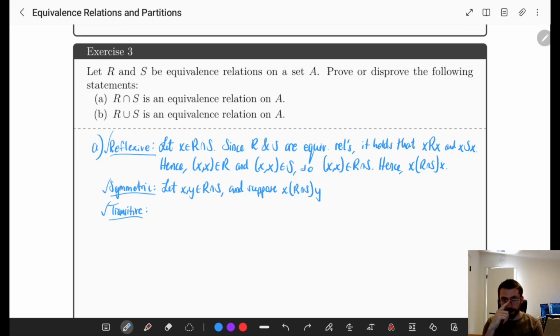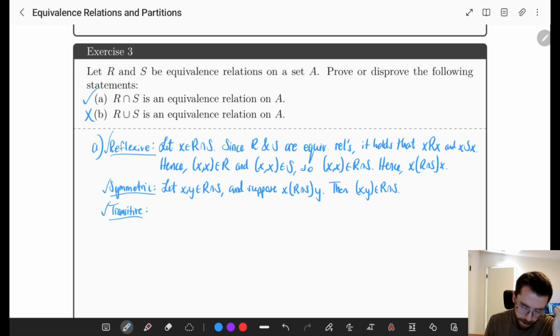What does that mean? Well, again, write it in terms of ordered pairs. x, y is in the intersection. And I think you guys can finish it from there, right? That would mean x, y is in R and x, y is in S, so blah, blah, blah. And you can apply symmetry of each of those to get your result. And then transitivity starts much the same way, ends much the same way. So A is true. The intersection is an equivalence relation.